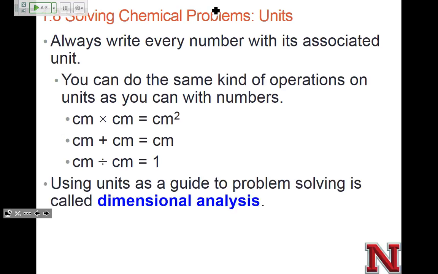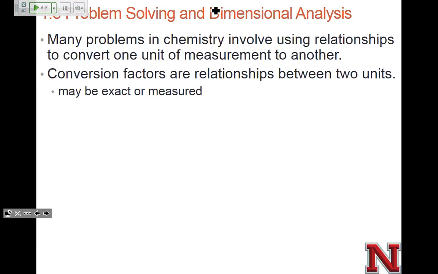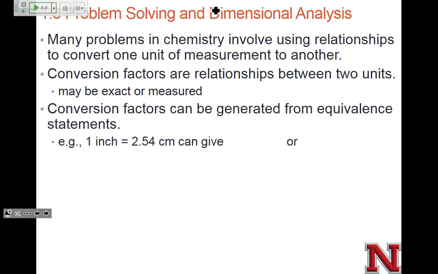So using our units as a guide to problem solving is what we call dimensional analysis. And it's really, really useful, especially to keep yourself from getting lost. So we already talked a little bit about some relationships, like density. We talked about some relationships like how many milliliters equal a liter. So when we're looking at relationships, they can be used as conversion factors. And again, you want to make sure that you're writing down your units. So for example, 1 inch is equal to 2.54 centimeters.